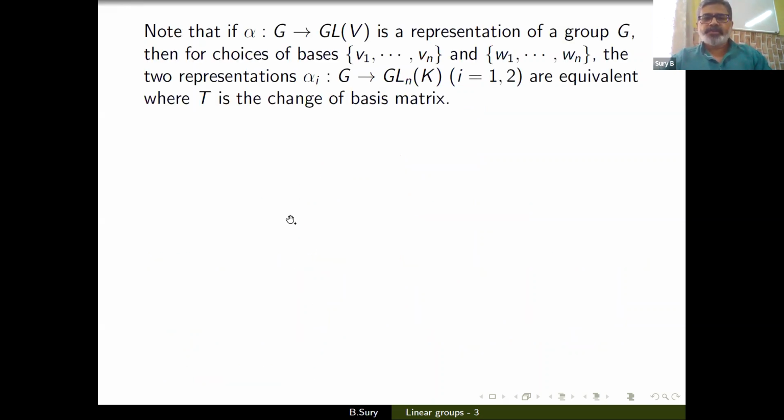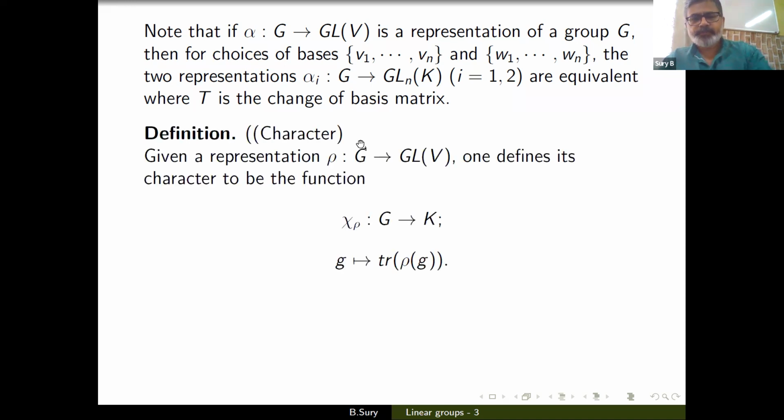Note that if alpha is the representation, then for two different choices of basis, the two representations are equivalent, because when you change basis, the change of basis matrix takes one to the other. So changing basis will not affect it.